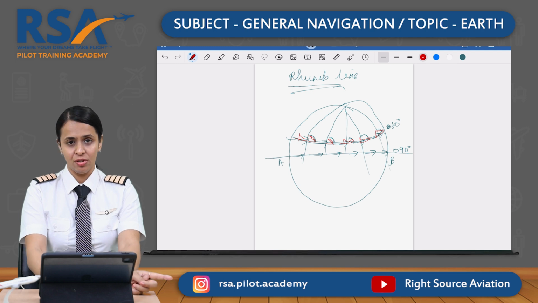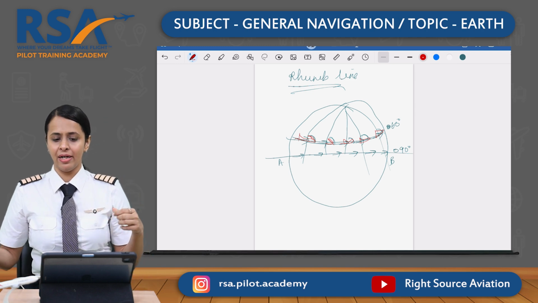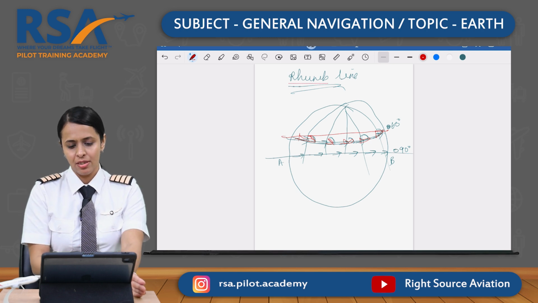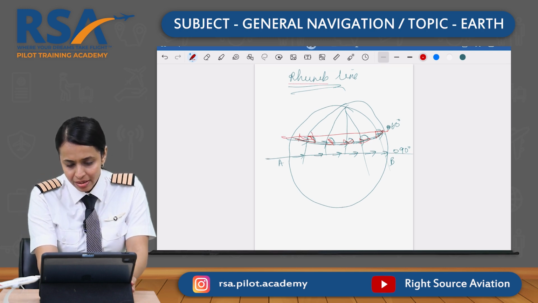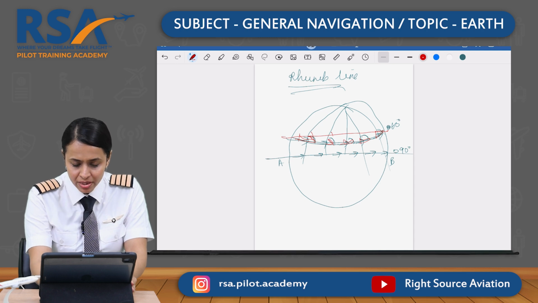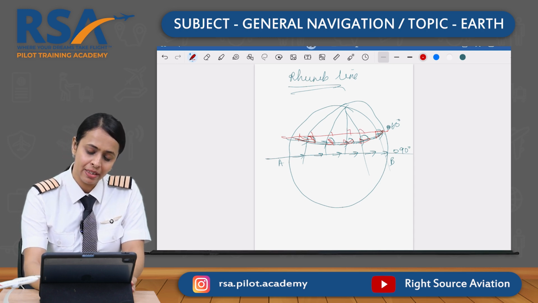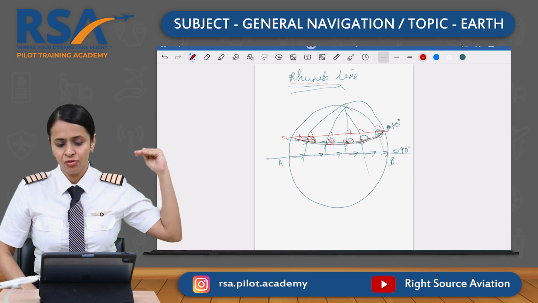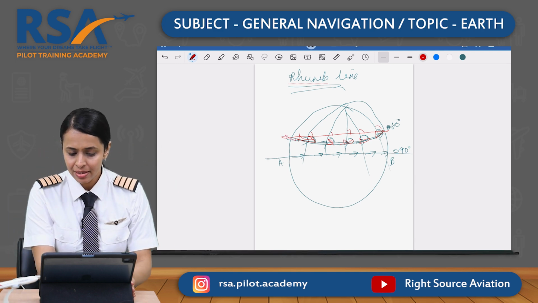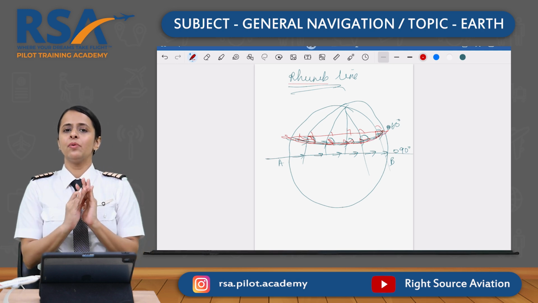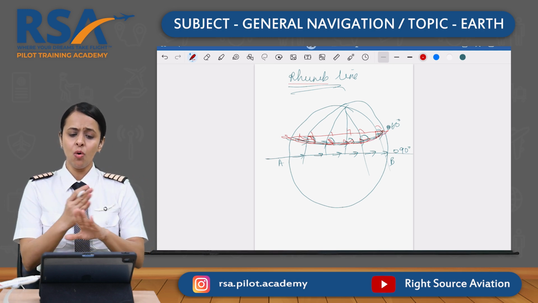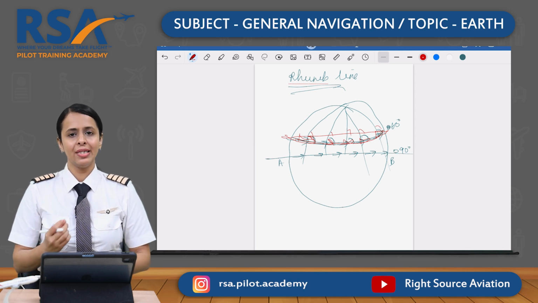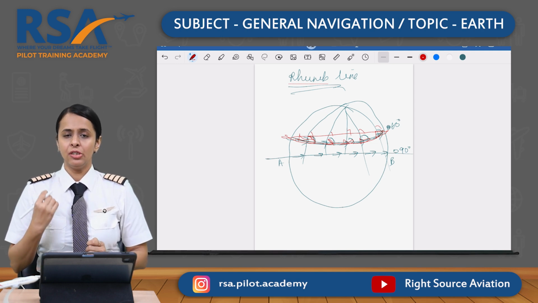But it is not the shortest distance, because as you can see, it is a curved line. For a shortest distance, it has to be a straight line. This line will become my shortest distance, but here all the angles are different. See, this is a smaller angle, this is a 90-degree angle, this is a bigger angle, this is an even bigger angle. So I have to constantly change my track in order to follow that line. Whereas in this case, it is not the shortest distance, but I don't have to worry about the track. So all these parallels of latitude are nothing but rhumb line tracks. With that, we complete the Earth chapter.